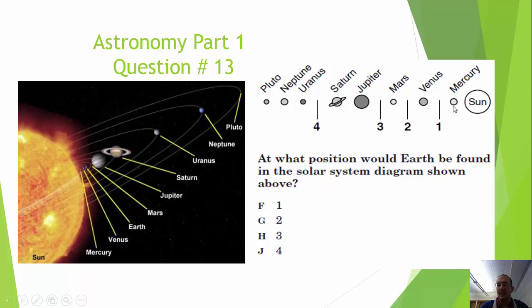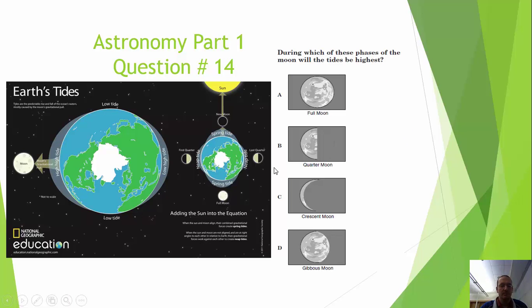So our planet is actually an inner planet, a terrestrial planet primarily made of rock. And so we are 1, 2, and 3. So the best answer here would be H3.